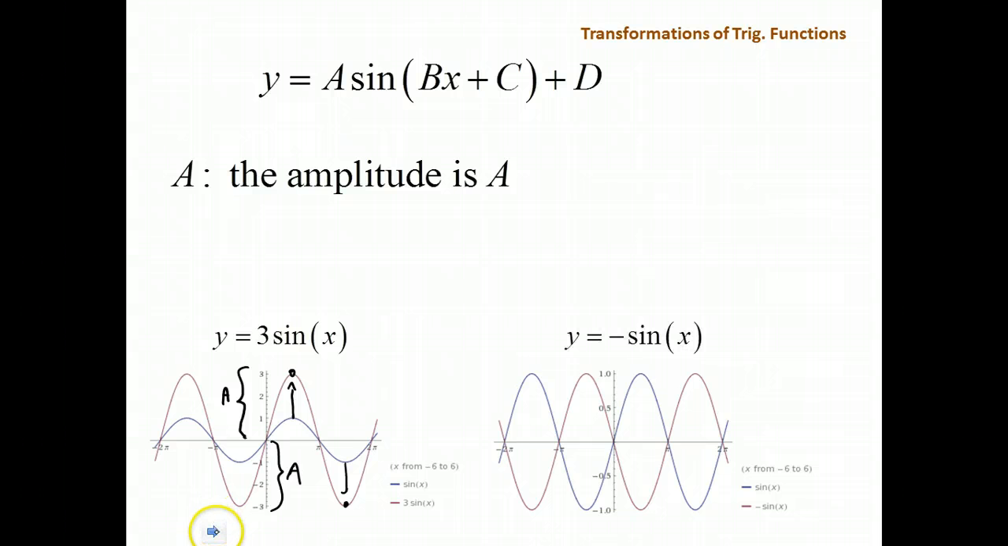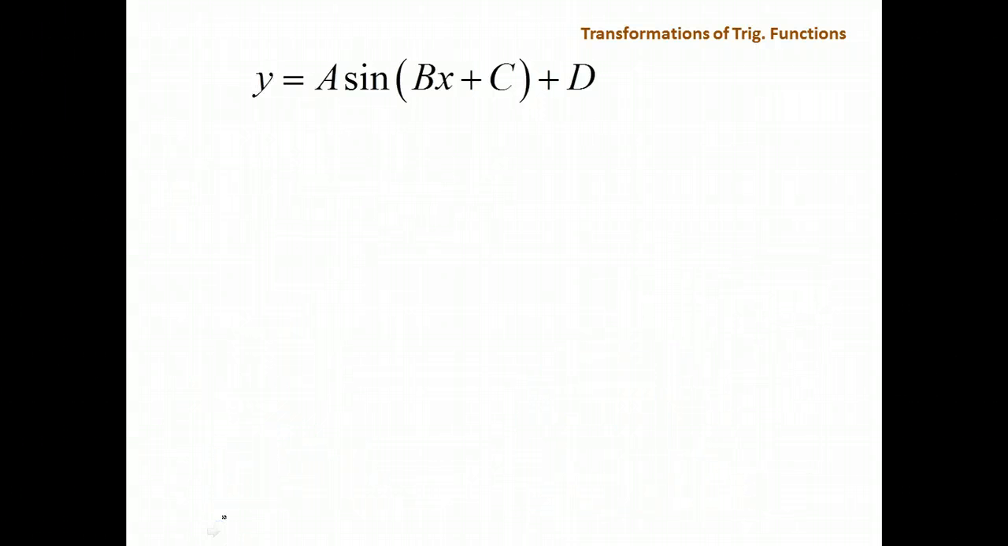Now, if a is negative, then that is just an x-axis flip, or rotation if you want to say it. Take it and rotate it over the x-axis. And so the graph of y equals the negative 1 times the sine of x is the red graph. Okay, great. Now let's take a look at b.